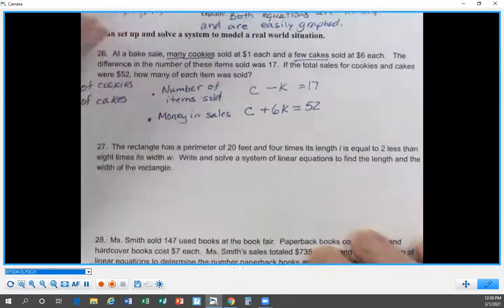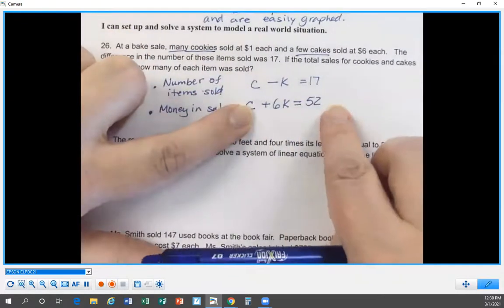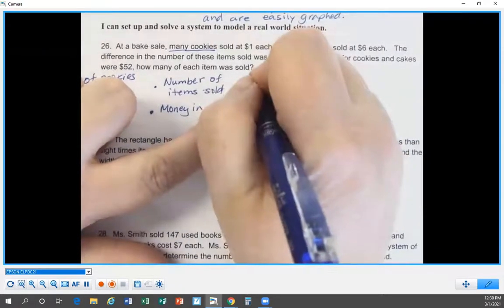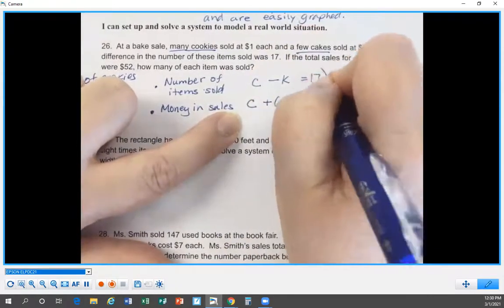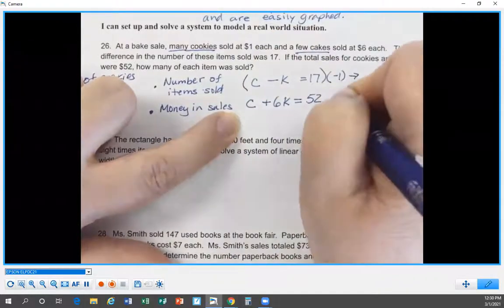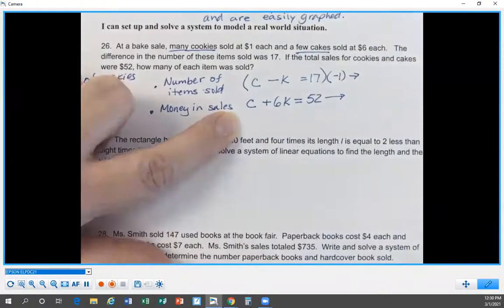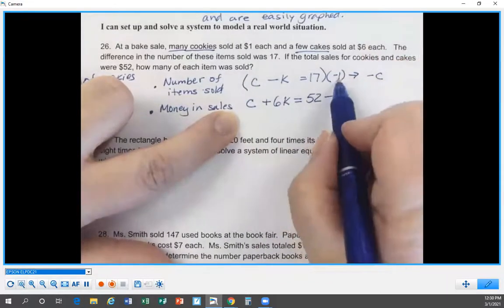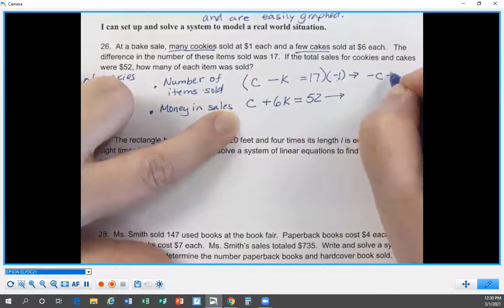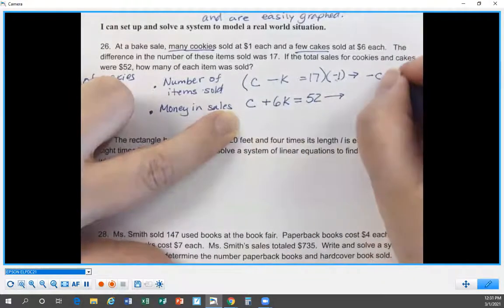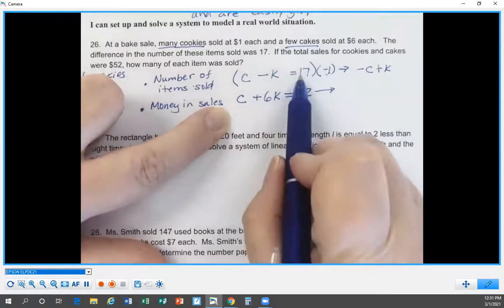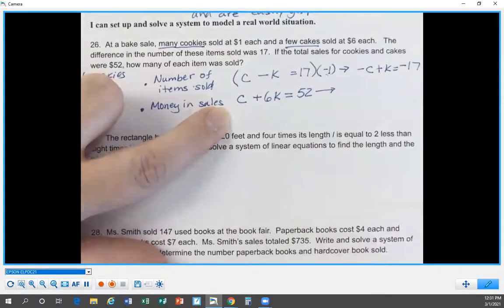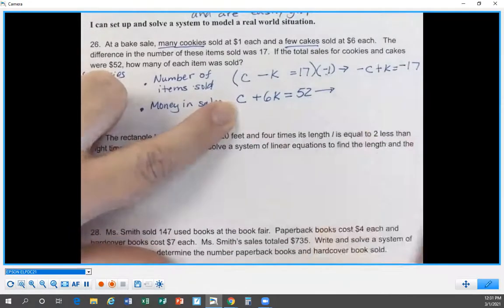And so then if I want to cancel these out, they're already both in standard form. I would probably want to use elimination. So I'll take my top equation and multiply the entire top equation by -1. The bottom equation, I'll just bring that straight over. So -1 times C is -C, -1 times -K is a plus K, and a positive 17 times a -1 is a negative 17. This one, I'll just bring it right over.